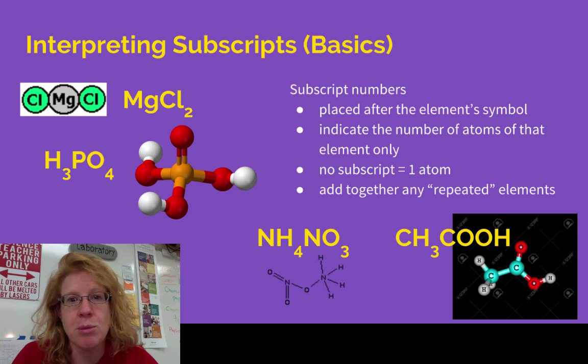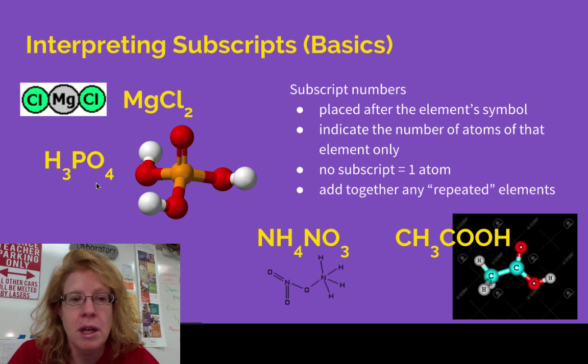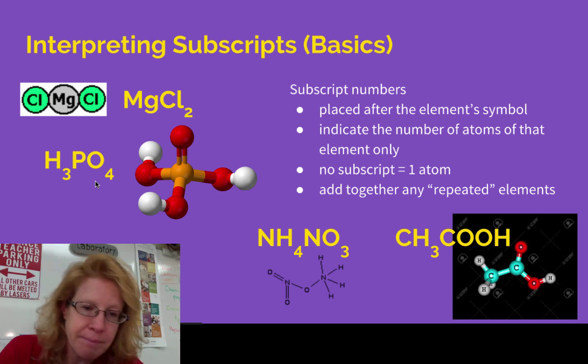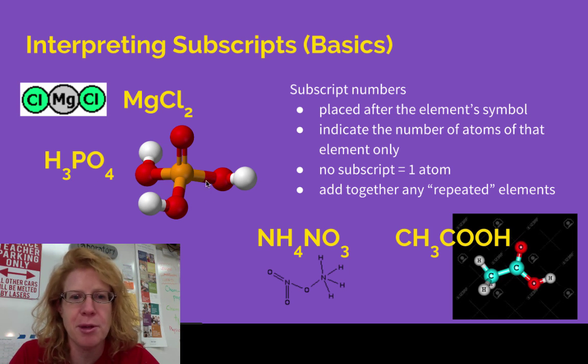If we take a look at some of these more complex ones on this screen, like H3PO4, there's a different version of a model, called a ball and stick model, that we can use to represent that. The little white circles here represent hydrogens, there's a phosphorus in the middle, and there are 1, 2, 3, 4 oxygens on it. So H3PO4 means there are 3 hydrogens, 1 phosphorus, and 4 oxygens.